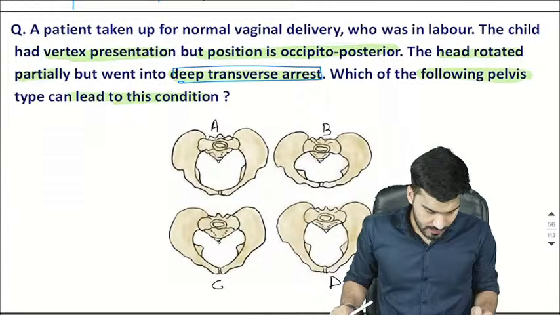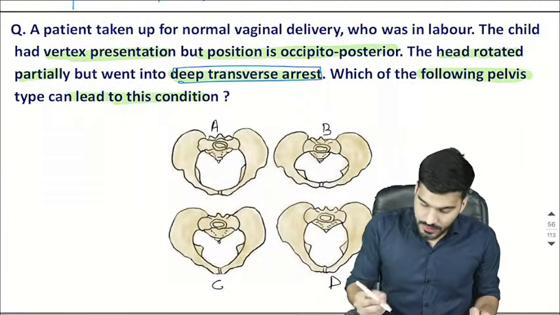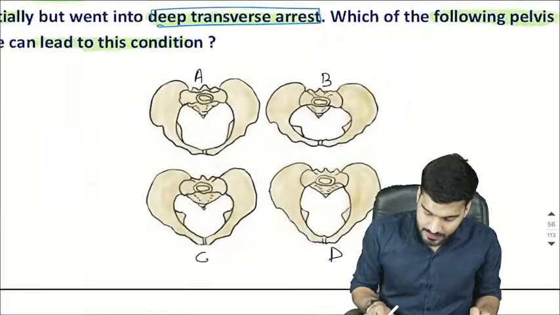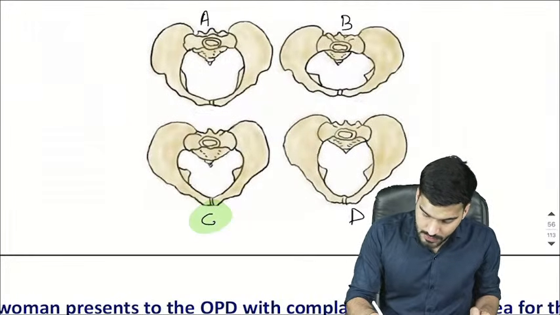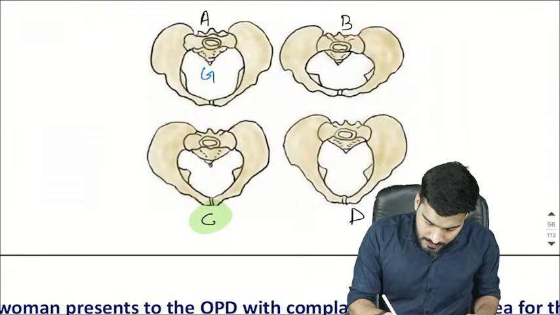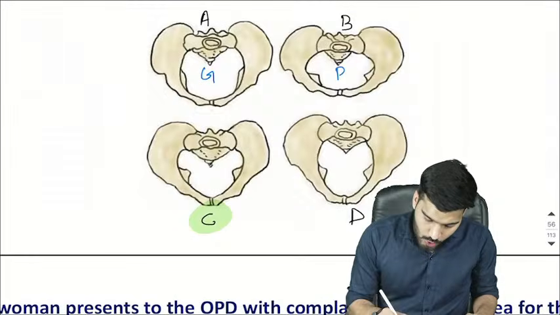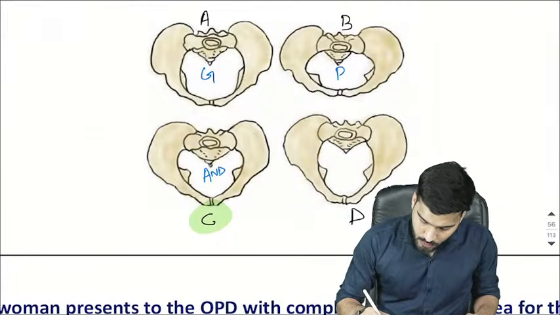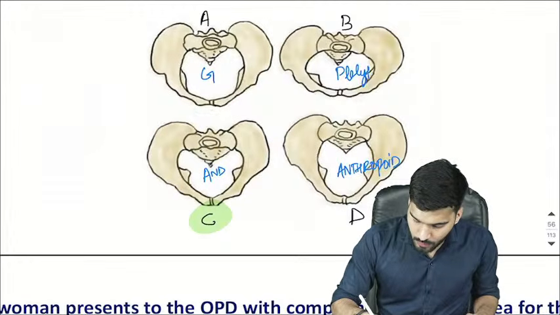Very good. Sir, that is going to be option C, which is a triangular shaped pelvis. That is android pelvis. So the answer is going to be C. If I talk about option A, that is going to be gynecoid. Option B, that is going to be platypelloid. Option C, that is going to be android. Option D, that is going to be anthropoid pelvis.